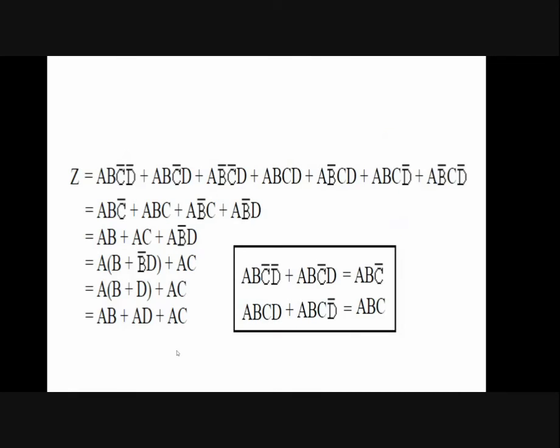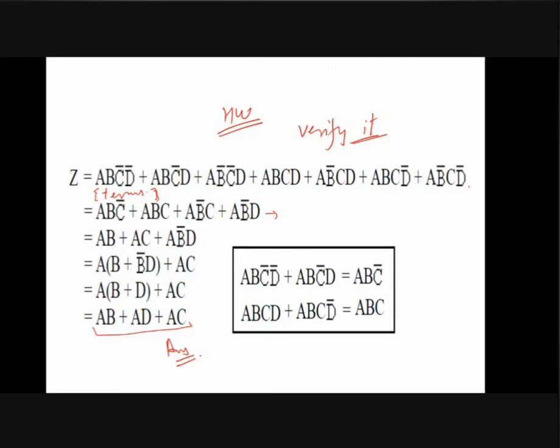Now here we have another equation. I have tried to explain this: out of these two terms, I can take this term as common, and I will be left with A, B, C bar, D bar plus D, and this D bar plus D will be equal to 1. So it will remain as A, B, C bar. Similarly, downward, I will take ABC common. I will have D plus D bar, which will give us 1, and I will be left with ABC.